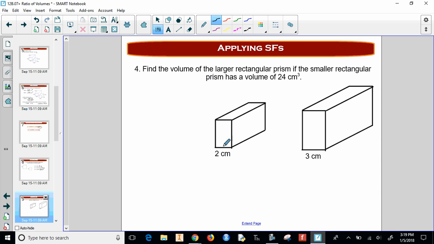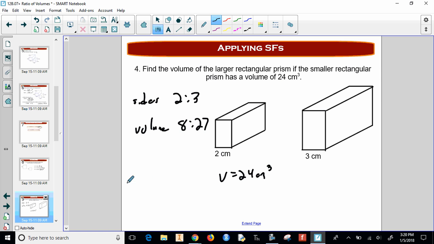Now we're actually going to solve a problem using this. So find the volume of the larger one, if the smaller one has a volume of 24 centimeters cubed. Well, we know the ratio of the sides is 2 to 3. So the volumes has a ratio of these numbers cubed. That's going to be 8 to 27.